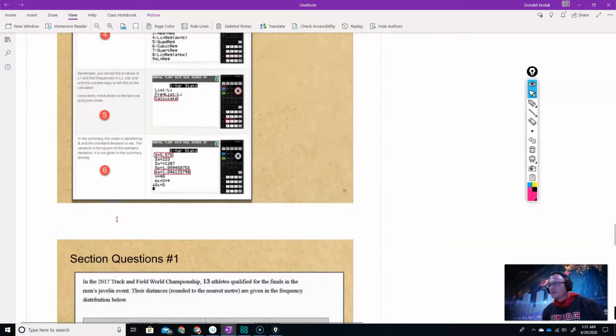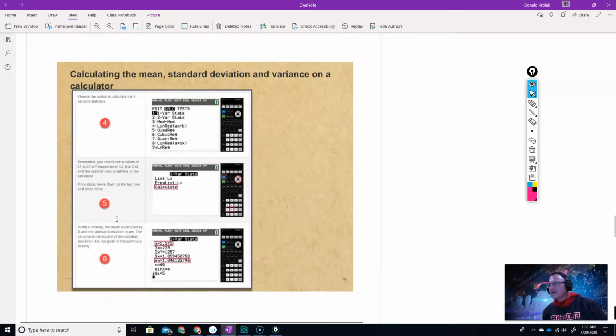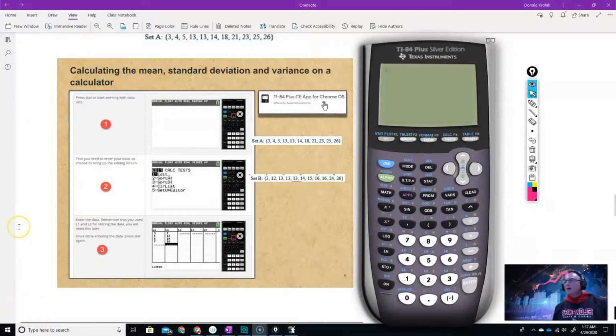We're going to do that down here in a second. So we're going to use our calculator now. Hopefully you were able to install that and it works. I don't have a Chromebook, so I don't know if it does or not, but I'm keeping my fingers crossed. I'm going to do it on one of the calculators we had from school.